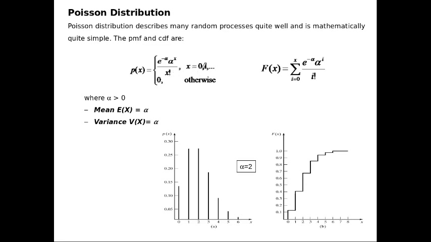Here x equal to 0, 1, and so on, and it is 0 otherwise. The cumulative distribution function is given as capital F of x equal to summation i equal to 0 to x of e raised to minus alpha, alpha raised to i divided by i factorial. Here the value of alpha is greater than 0, and the mean of the Poisson distribution, E of x, equals alpha, and the variance V of x equals alpha. So in the case of the Poisson distribution, the mean and variance are both the same.